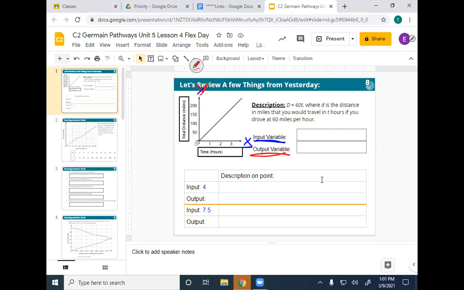So we have these guys here. The first thing we need to do with this graph is identify the input variable or the independent variable. Which one of these variables, D or T, is going to be our independent or input variable? T, which represents what? The time in hours. Very good.